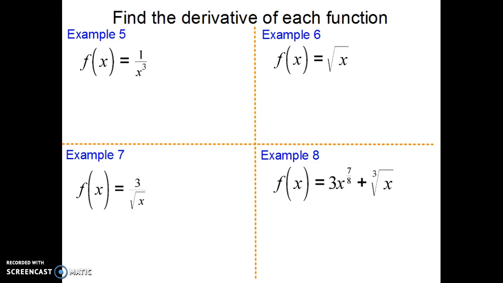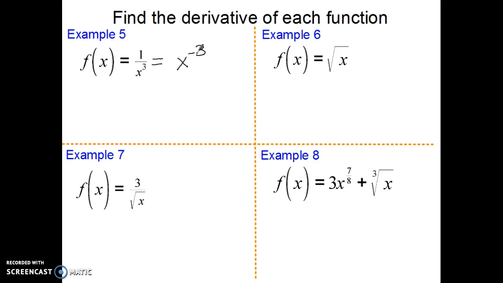Slightly more complicated on this slide. Before we can go too far with any of these, we have to make sure that our original function is written in x to the n terms. So right now we don't have that. We have 1 over x cubed. But I can think about 1 over x cubed as 1 times x to the negative 3. And x cubed is the same as x to the negative 3rd power.